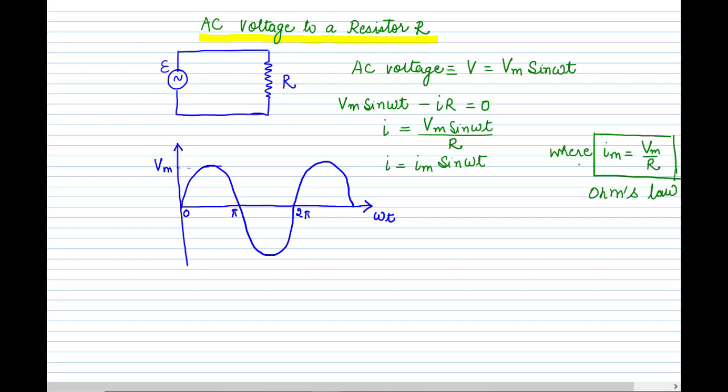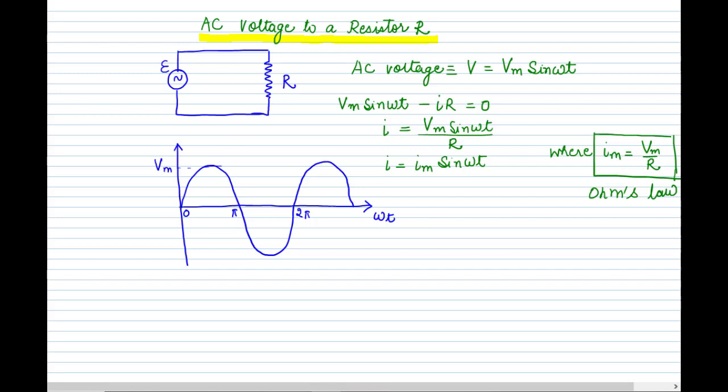So now we can draw current also. If we draw current, then you can see Im is equal to Vm upon R. That means the maximum of Im will be less than Vm because Vm is divided by R. So Im will always be smaller than Vm. But they are in the same phase because there is no relation between them. These two are in the same phase. R is a constant. So you can draw it like this.